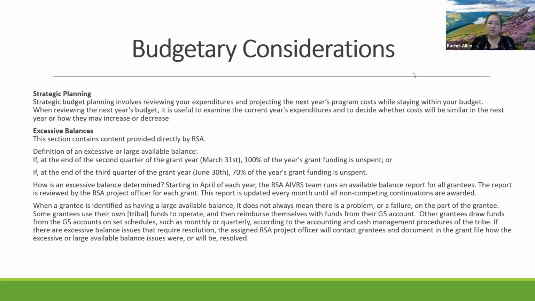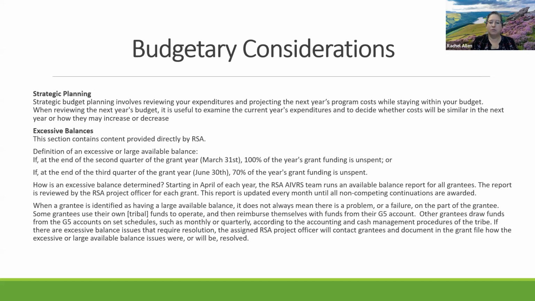What they're able to see is what has been spent, what's been reconciled on the G5 system through the finance department. And the definition of what's an excessive or large available balance is if by the end of the second quarter of the grant year, which is March 31st, 100% of the year's grant funding is unspent, or if at the end of the third quarter of the grant year, which is June 30th, 70% of the year's grant funding is unspent, that's what constitutes what they consider an excessive balance.